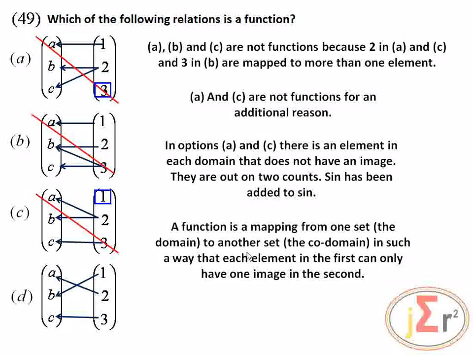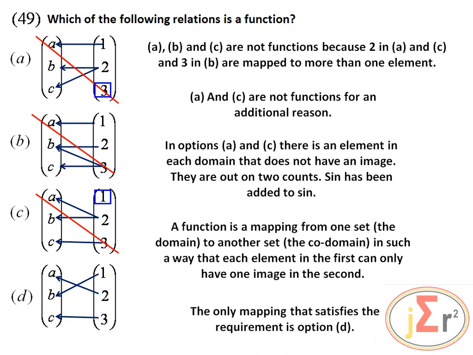A function is a mapping from one set called the domain to another set called the codomain in such a way that each element in the first can have only one image in the second. 2 has 2 images, so we are sure that this mapping is not a function. And we say the same thing for the other mappings. The only mapping that satisfies the requirement of being a function is option D.